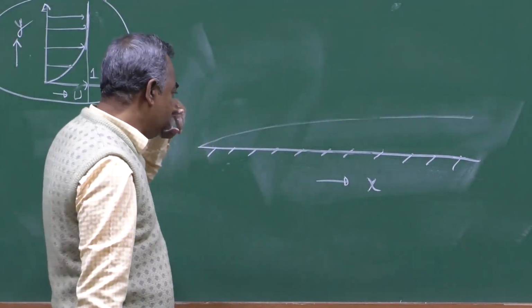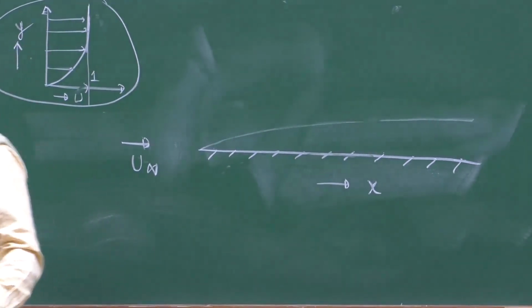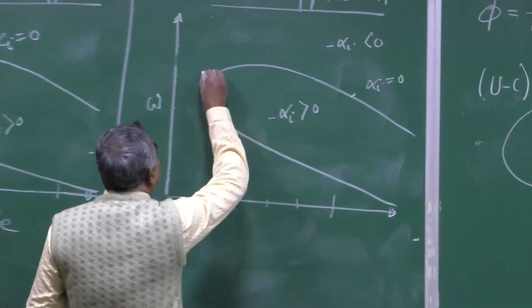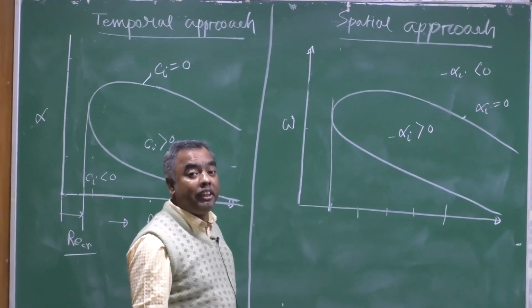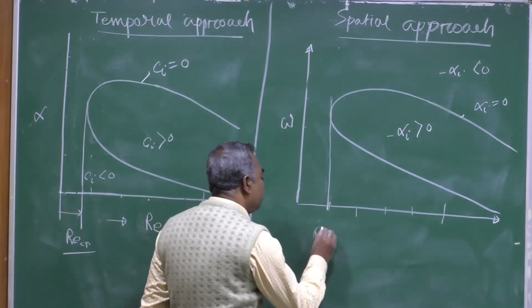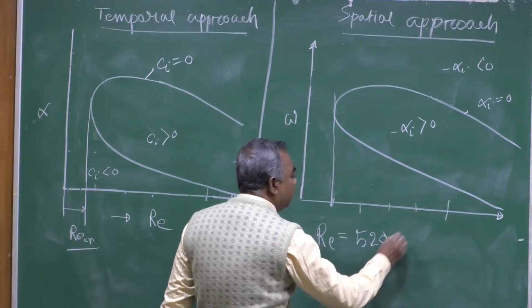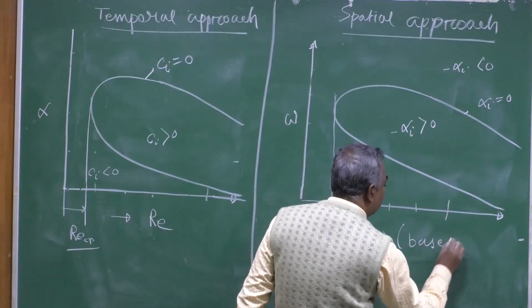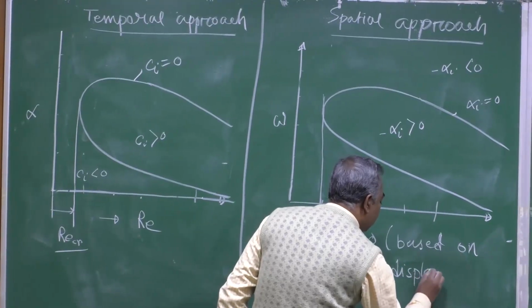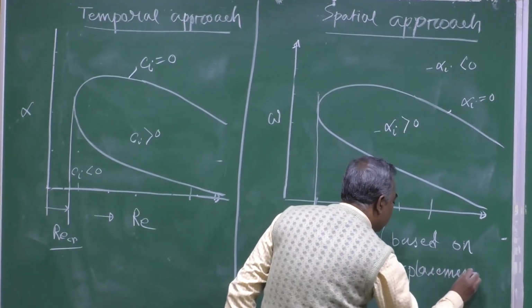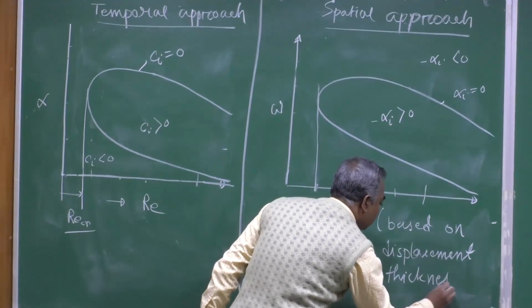Please do understand. Okay. So, let us say we find the critical Reynolds number for this particular boundary layer case, based on the displacement thickness, and it is found to be Re is equal to 520. Okay.